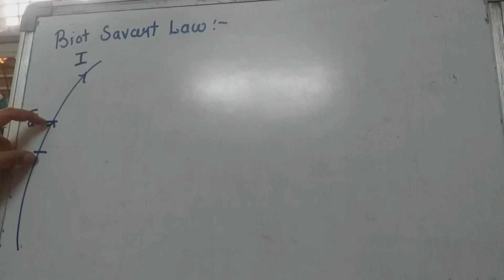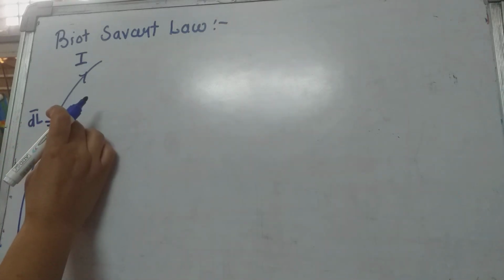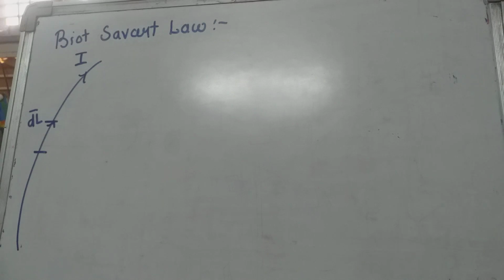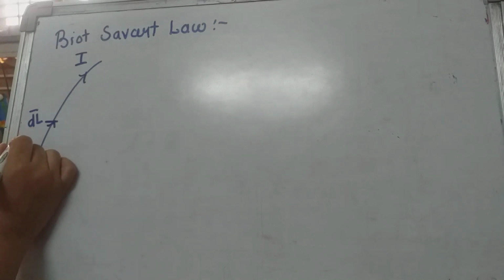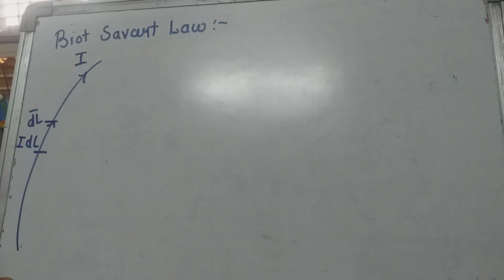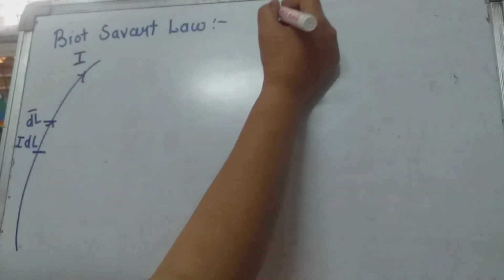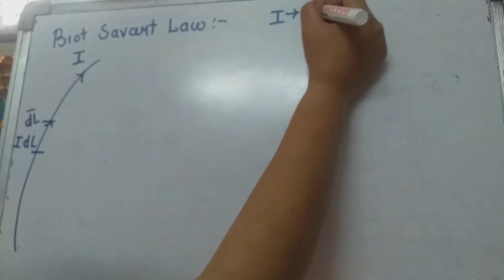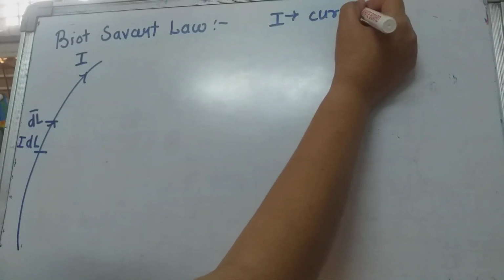This is nothing but the distance dl. If it has to be written in the vector form, then we write it as dl bar, and it is termed as displacement length vector. If I is the current flowing through this displacement length vector, then I dl is the differential current element. I is the current flowing through the filament.